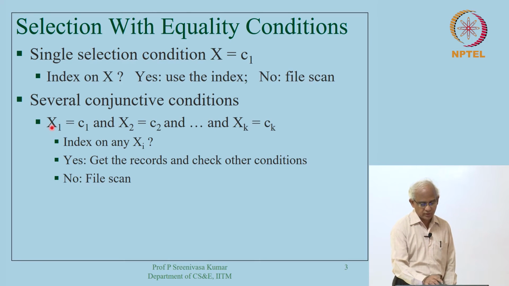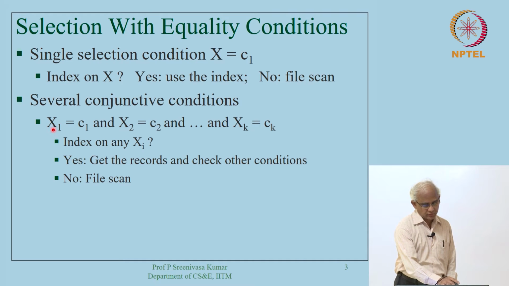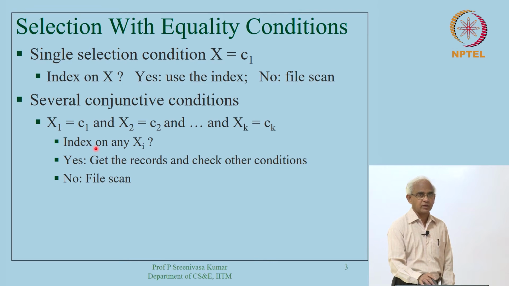In this case actually we are relatively lucky. Suppose there are some 5 of these attributes, and an index exists on any one of them. Since it is a conjunction, we can make use of, let us say, an index on x2. I can use the index on x2, pick up all those records whose values for x2 are equal to c2, and then in that set of records I can check the other conditions, right, because it is a conjunction.